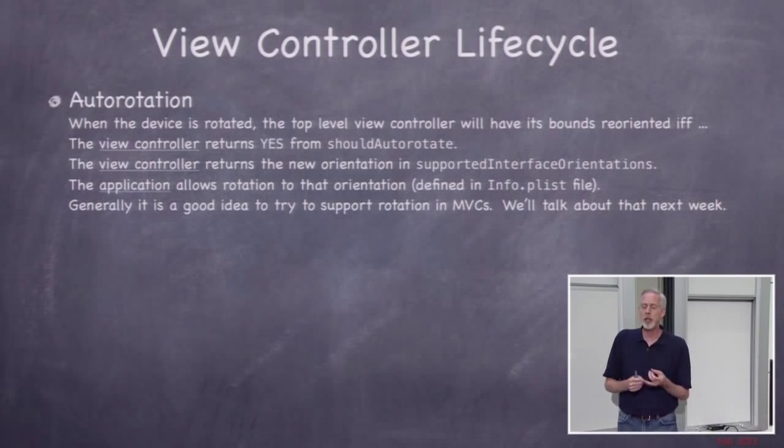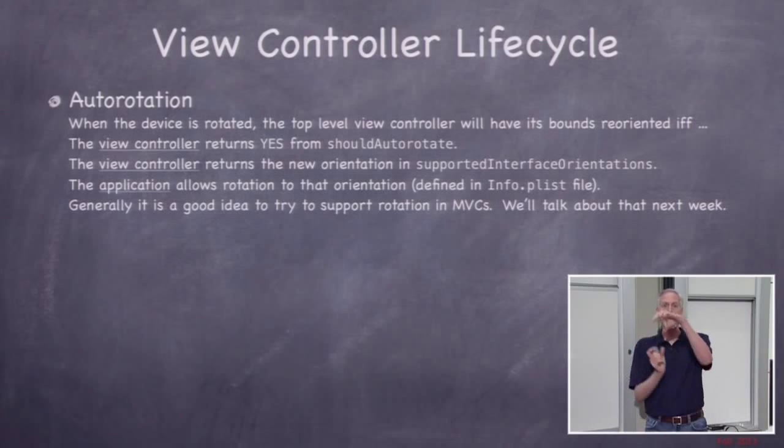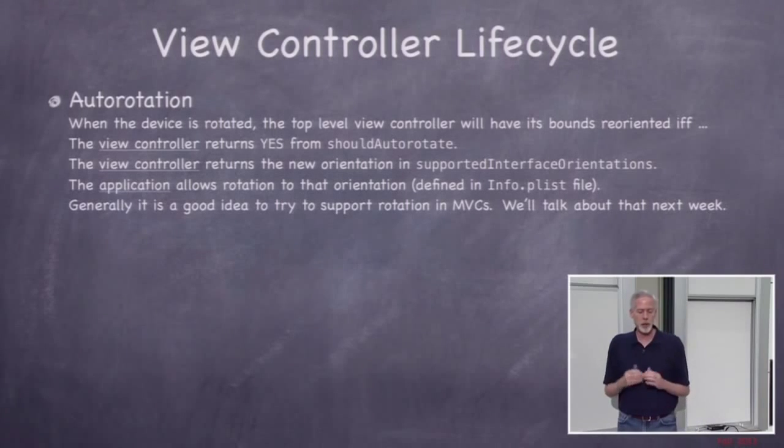That is a method that returns an enum, with landscape and portrait upside down in there. So you have to say that you support the various rotations. I believe by default it supports all rotations. And your application as a whole has to say that it supports that new orientation. Okay, and that is set.